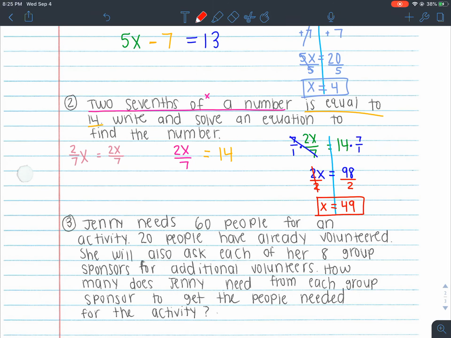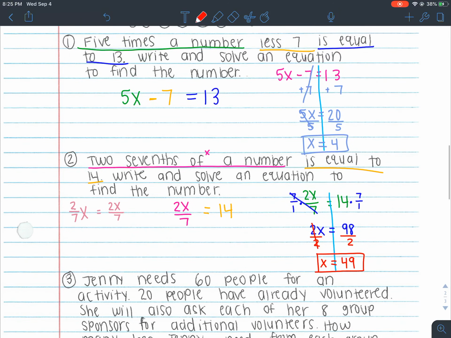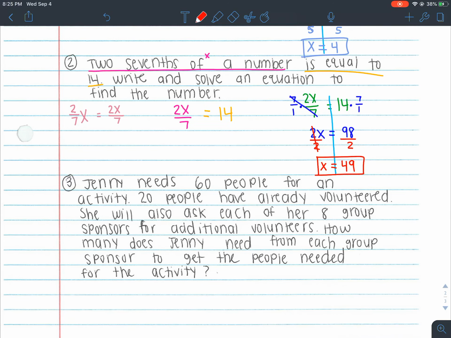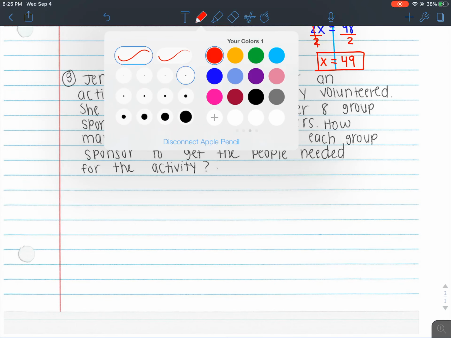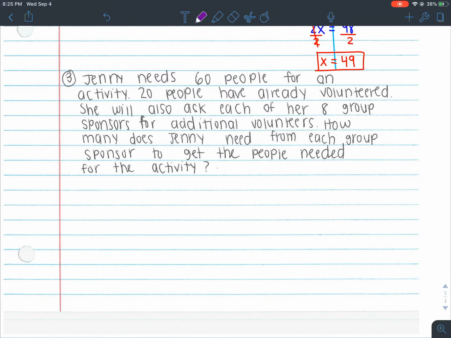All right, so again, the hardest part was just setting it up. Everything else was everything you know how to do. All right, the last problem seems really long, but it's not that bad. We just have to set it up, right? Once we set it up, we got it.